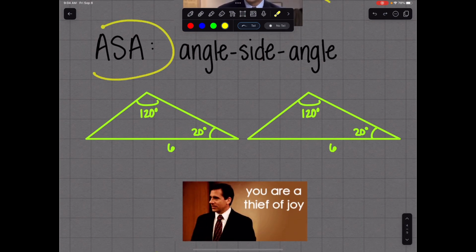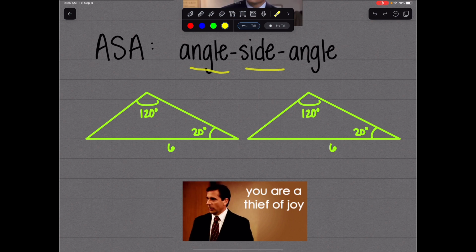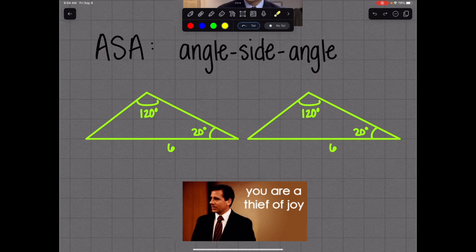The ASA. ASA means a different thing to me because I'm an anesthesiologist, so it means the American Society of Anesthesiologists. That's what that means to me. But in math, it doesn't mean that. It means angle, side, angle. This is the third postulate of triangle congruence. Angle, side, angle, or ASA, not American Society of Anesthesiologists.